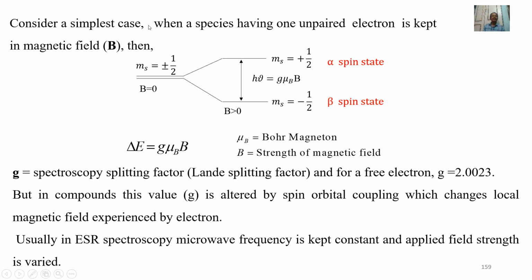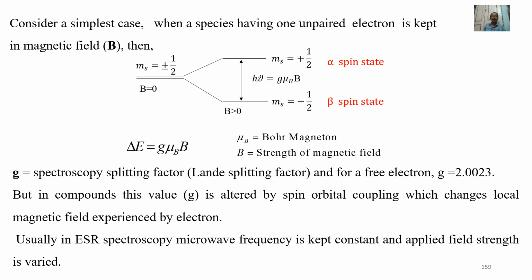Consider the simplest case. When a species having one unpaired electron is kept in a magnetic field, ms equals plus or minus 1/2. In the absence of a magnetic field, these have degenerate values, plus 1/2 and minus 1/2. The moment you apply a magnetic field, there will be a split: ms equals minus 1/2 is the lower state, lower energy, and ms equals plus 1/2 is considered the higher state, higher energy.